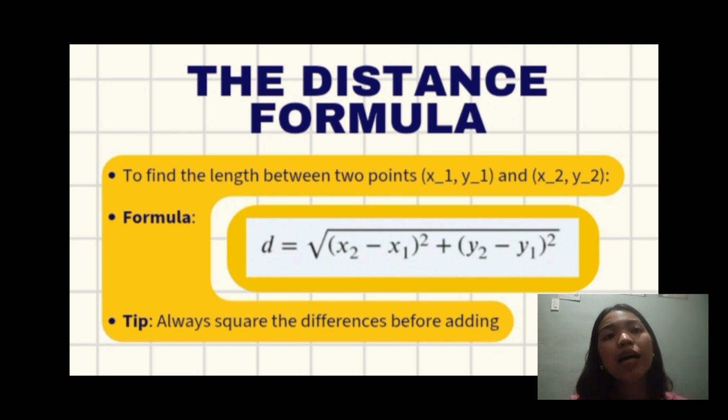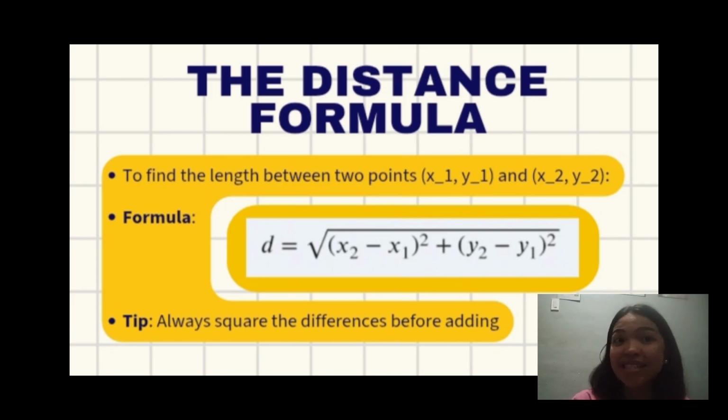Visually, if we draw a line between 2 random coordinates, let's call them x sub 1 and y sub 1, and x sub 2 and y sub 2, we can form a right triangle on the grid. And because of that, this formula is deeply connected to something you already know.